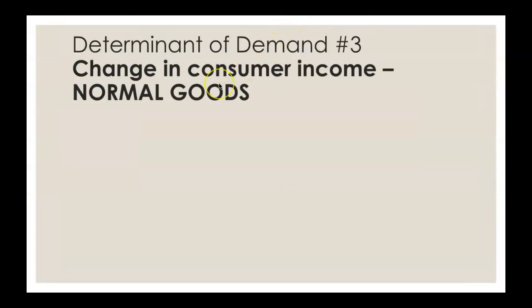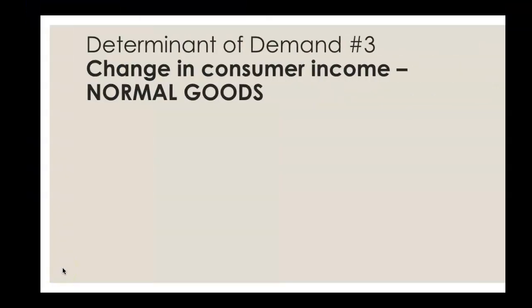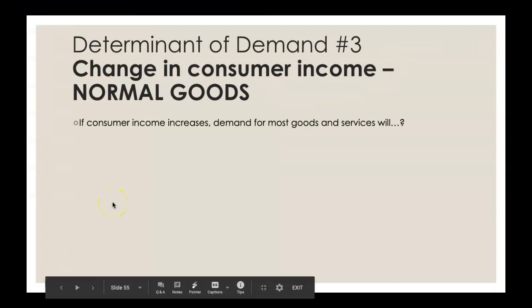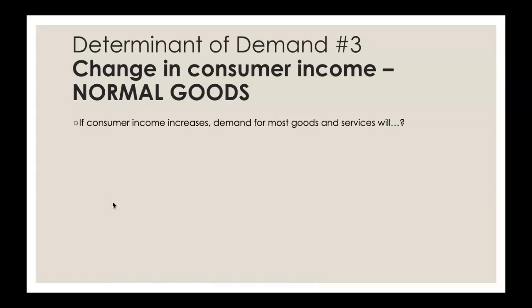So let's practice this a bit. Okay. So we're talking about normal goods right now, not inferior goods. If the consumer income increases, demand for most goods and services will do what? If consumer income decreases, demand for normal goods and services will do what?